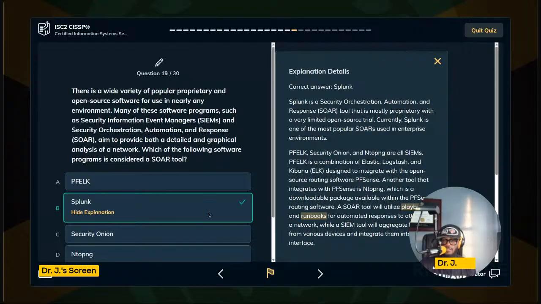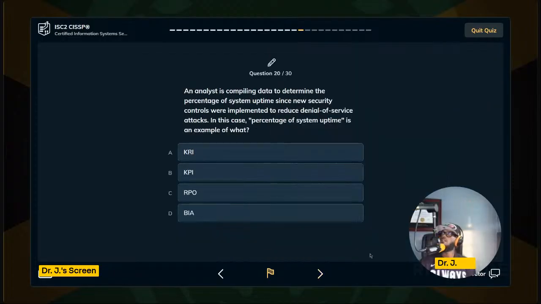PFELC is a combination of Elastic, Logstash, and Kibana, or ELK, designed to integrate with the open source routing software pfSense. Another tool that integrates with pfSense is NTOPNG, a downloadable package available with pfSense routing software. A SOAR tool will utilize playbooks and runbooks for automated responses to attacks on a network, while a SIEM tool will aggregate logs from various devices and integrate them into one interface.